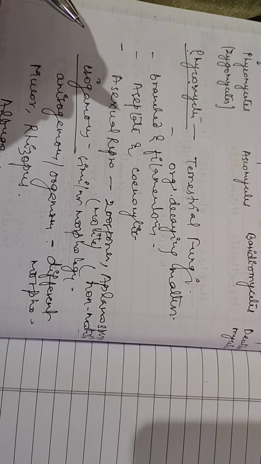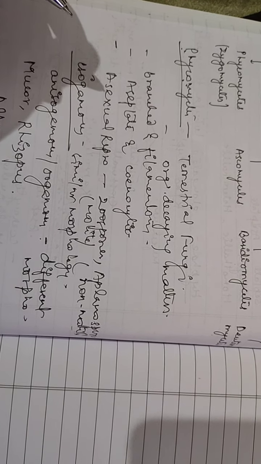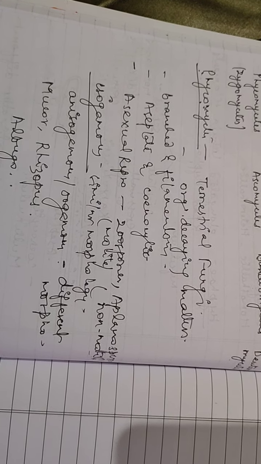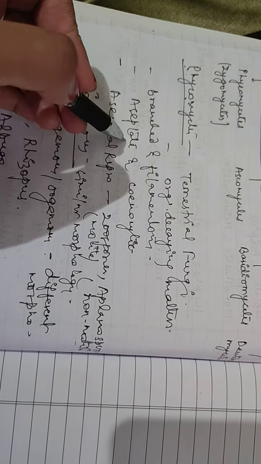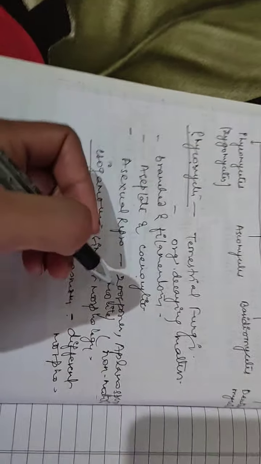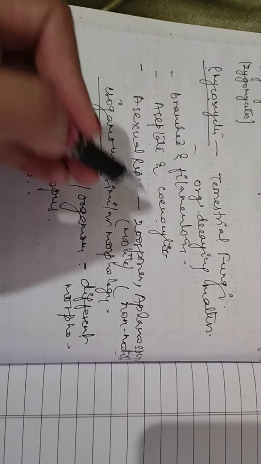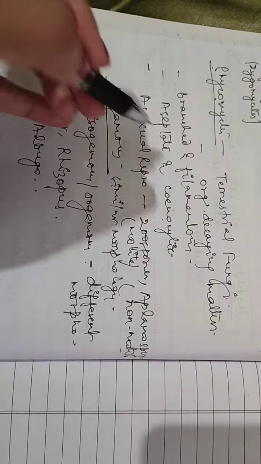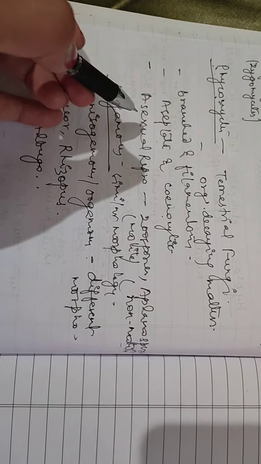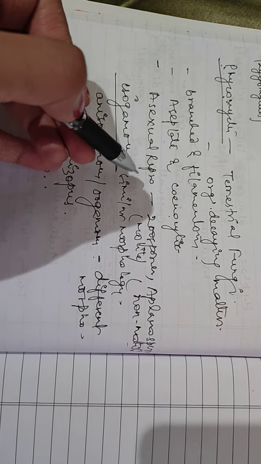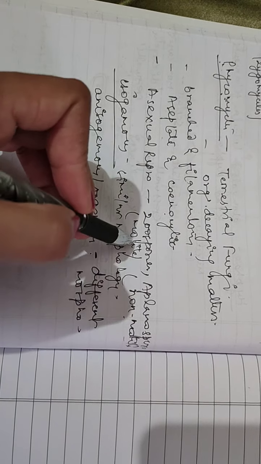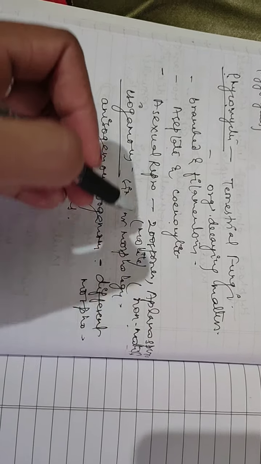These are known as terrestrial fungi because they commonly grow on organic decaying matter. The thallus is branched and filamentous, and the hyphae are aseptate and coenocytic. I think now you know the meaning of aseptate and coenocytic. It was explained in an earlier video. And asexual reproduction takes place by non-motile spores, that is aplanospores, and motile spores, that is called zoospores.